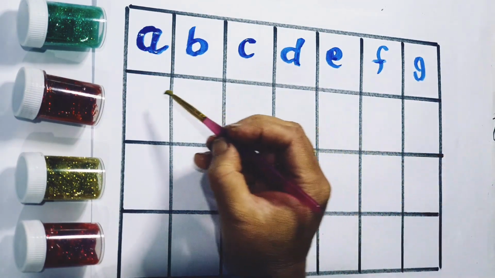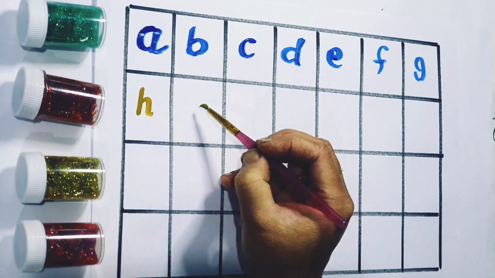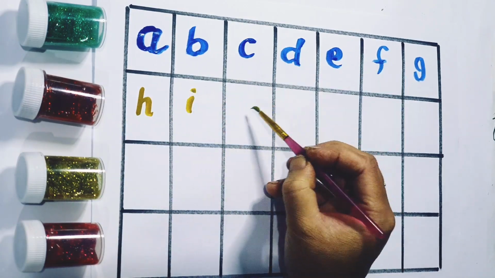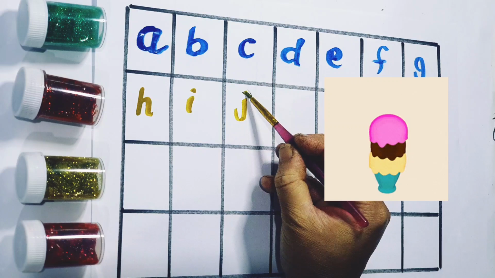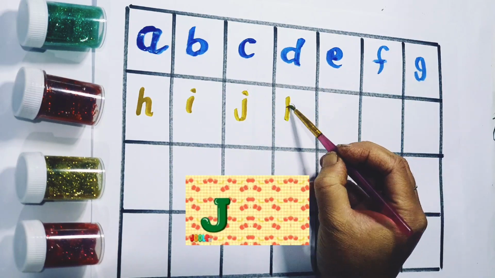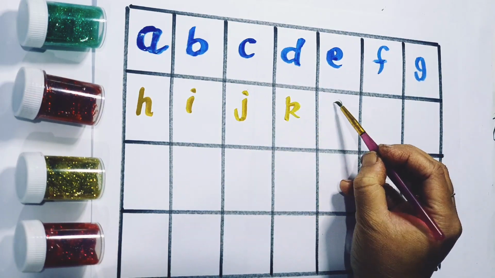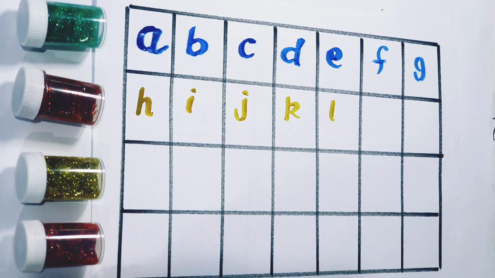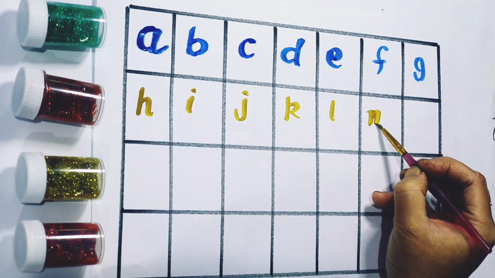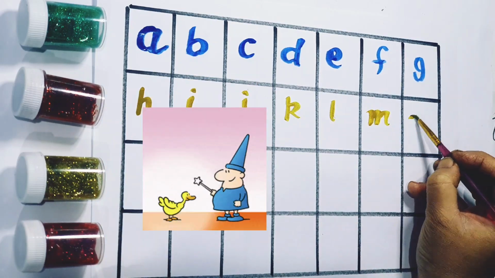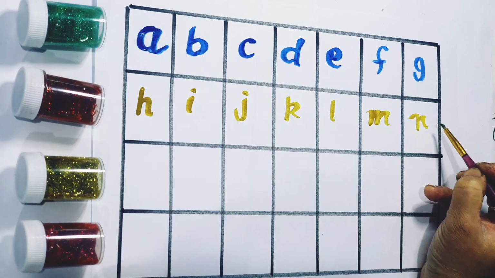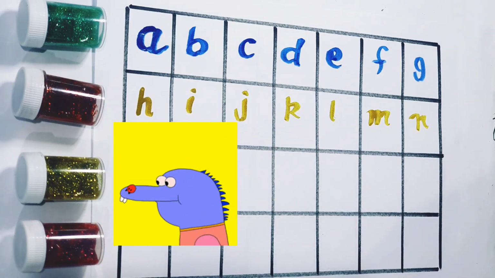Dark yellow color. H for helicopter. I for ice cream. J for jam. K for kite. L for lion. M for magic. N for nose.